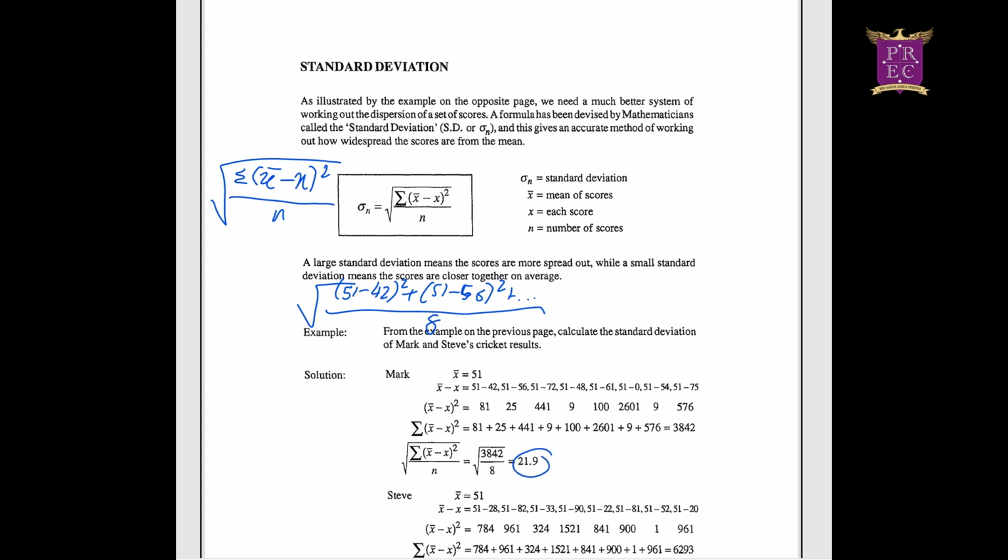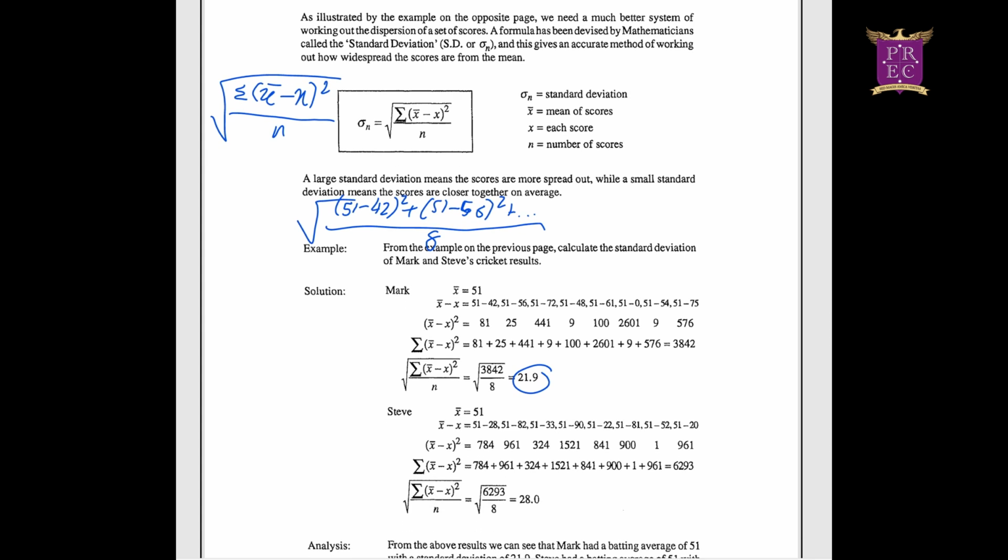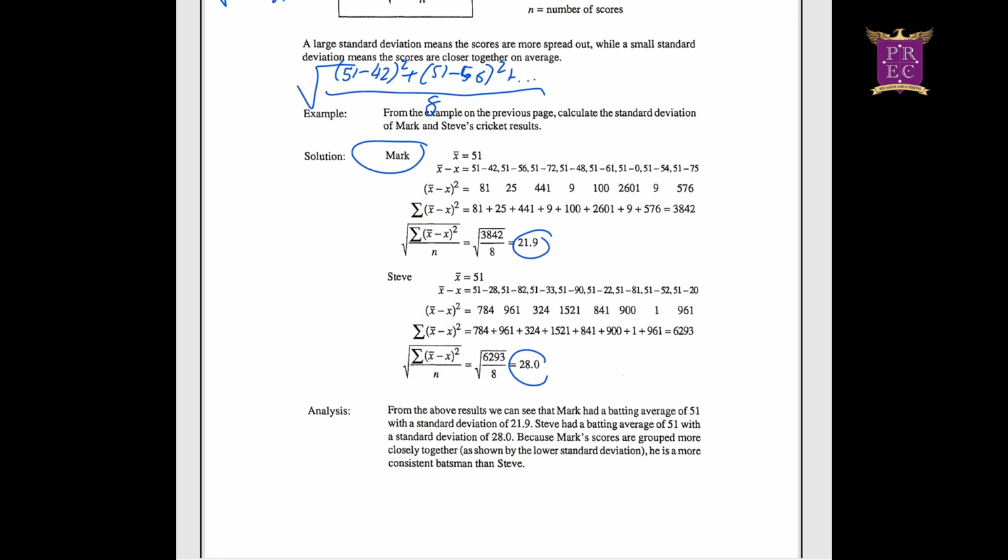They've given us the standard deviation for Mark to be 21.9 and Steve to be 28. The higher the standard deviation, the more widespread the scores are. The more widespread the scores are, the more inconsistent a player is. So since Steve has the higher standard deviation and his scores are the more widespread scores, he's the more inconsistent player. So the more consistent player will be Mark. Okay? So Mark is a more consistent batsman than Steve. And that's how we do that.